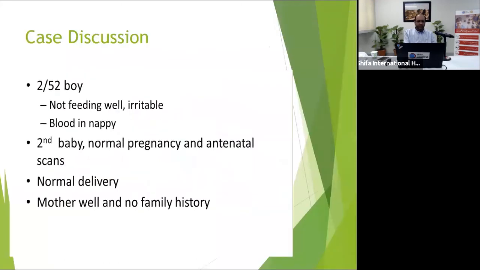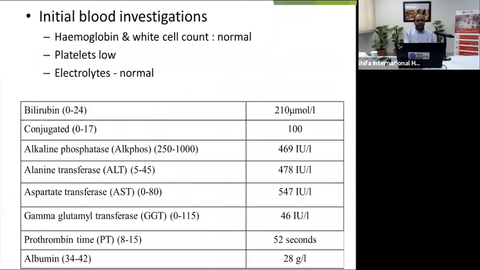consult with hepatology. So this is a baby 2 weeks old, and the baby was not feeding well, irritable, had blood in the nappy area. This was a second baby, normal pregnancy, and the skin was normal. Normal delivery, mother well, and no family history. So this is the picture.